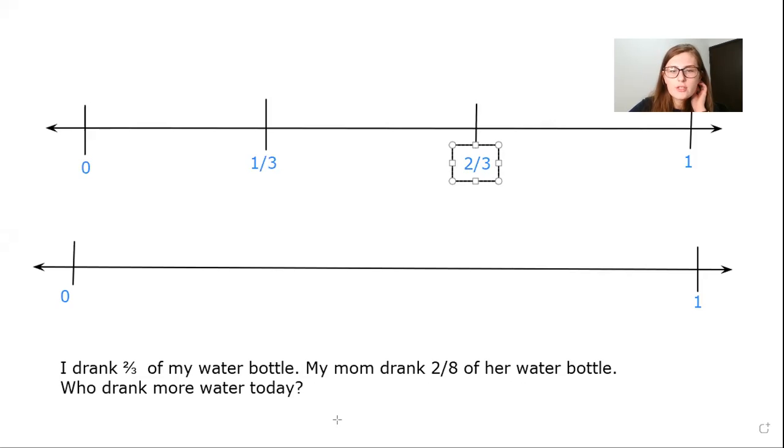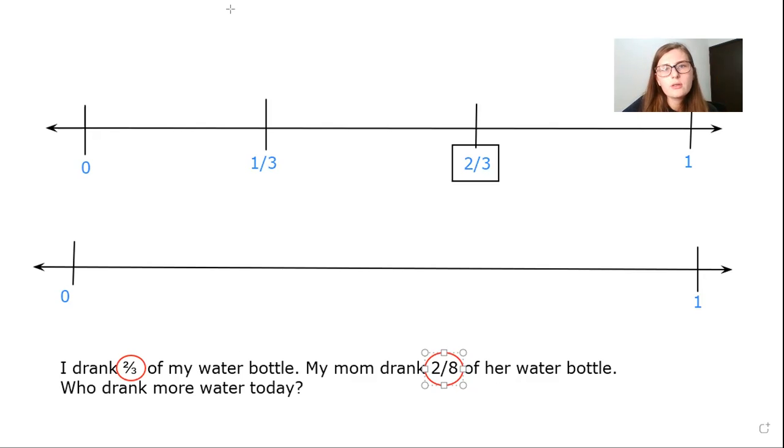The second part of the question says, my mom drank 2/8 of her water bottle. Who drank more water today? Now, if we look at just the question, before we even start using a model, we can see that I drank 2 parts of my whole. My mom drank 2 parts of her whole. So wouldn't that mean that we drank the same amount of water? Let's figure this out.